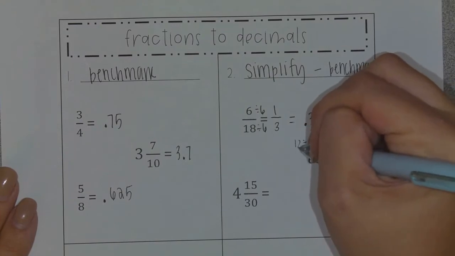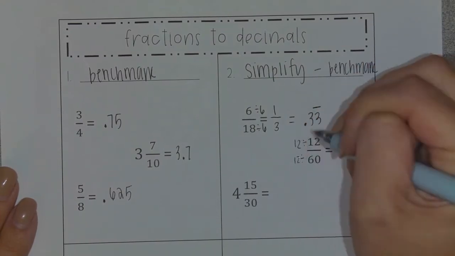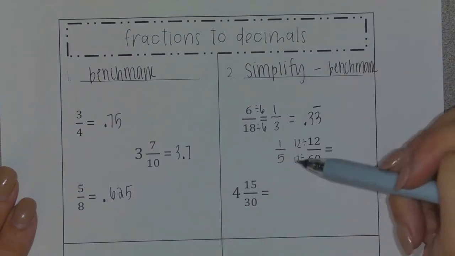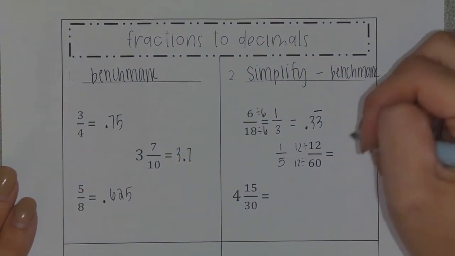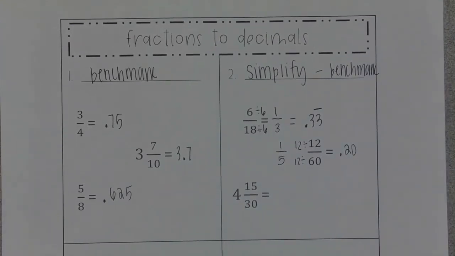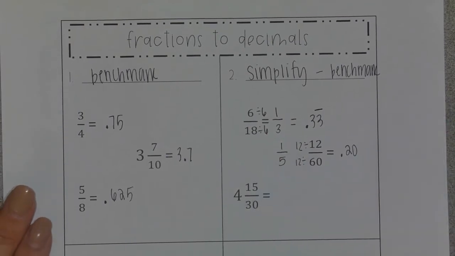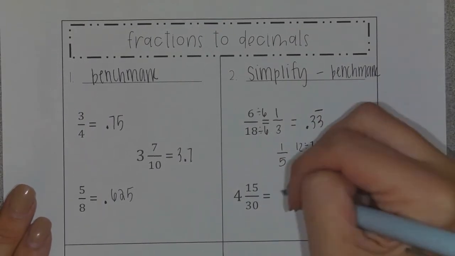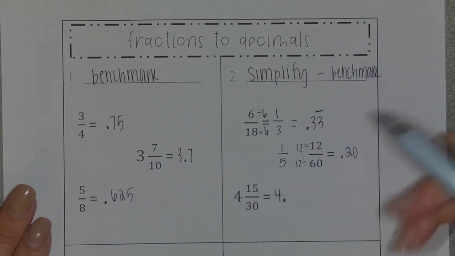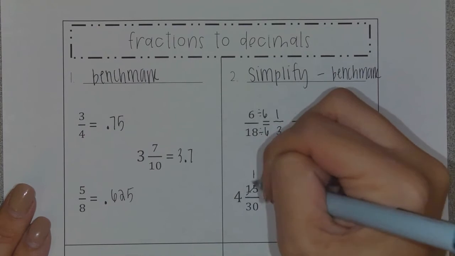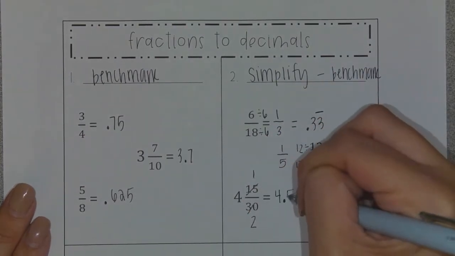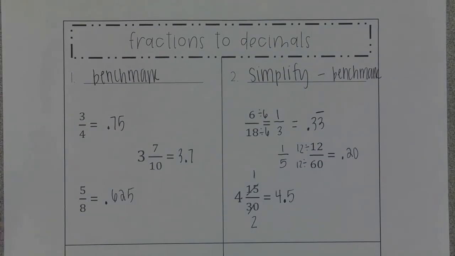12/60, they're both divisible by 12. So 12 divided by 12 would give me 1. 60 divided by 12 would give me 5. So it turns out that was 1/5, which is 2/10, or 20/100ths, depending on how you want to write it. And then 4 and 15/30. Remember, we can't simplify the whole number, so the whole number stays the same. 15 and 30 both have 15 in common, so it becomes 1/2. So 4 and 1/2. 1/2 is a benchmark, so 4 and 5/10.